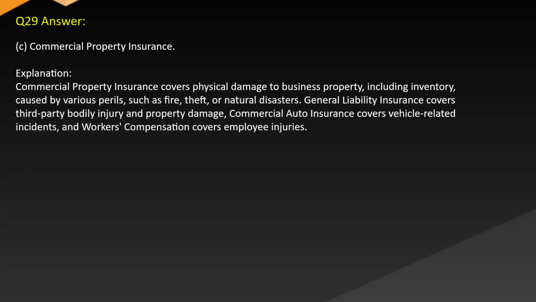Answer: C. Commercial property insurance. Explanation: Commercial property insurance covers physical damage to business property, including inventory, caused by various perils, such as fire, theft, or natural disasters. General liability insurance covers third-party bodily injury and property damage. Commercial auto insurance covers vehicle-related incidents, and workers' compensation covers employee injuries.